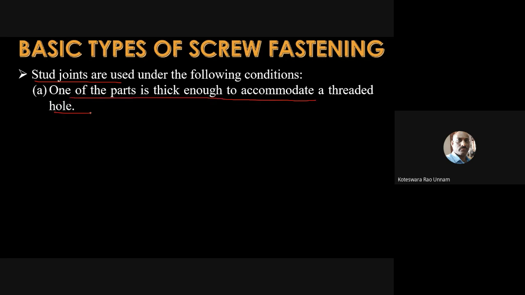So here we are not using any nut. Even in the case of studs, one end goes into the connecting part only, so the threaded joint is created with the connecting part itself. That means you should have at least one part which is thick enough to accommodate the threaded hole. If both are thick enough, we again go for the threaded joint, that is the studded joint only. But at least one part should be thick enough to accommodate the threaded hole.